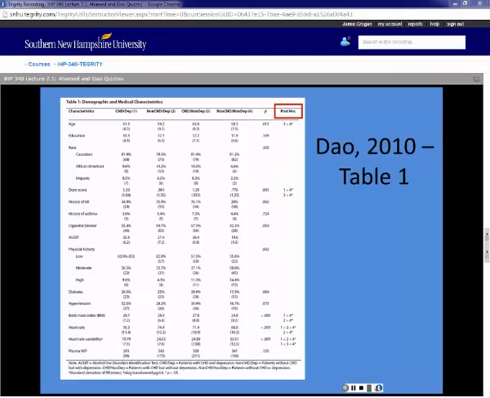And then the last column is called post hoc. And as you know, the p-value is from the analysis of variance, and the post hoc test tells you specifically which groups are different. And so in this column, they are telling you specifically which group was different from which. And they tell you that in the post hoc column. So this is the Dao article.